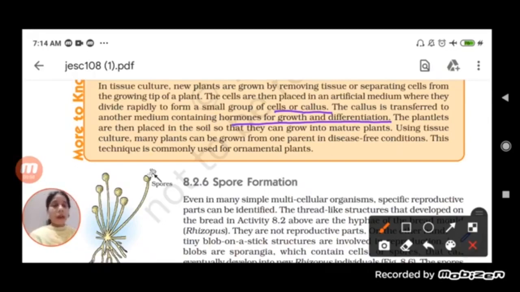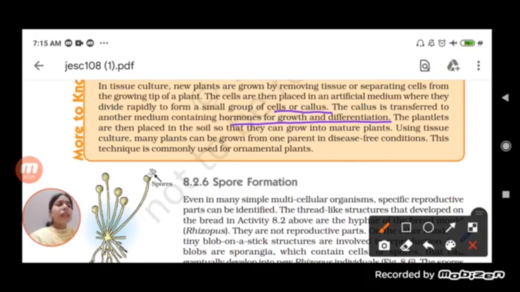So again we are artificially giving an environment to it, right? When we give the environment by providing hormones, it will grow into a small plantlet. Now we plant this plantlet in the soil, and it will grow into a mature plant.